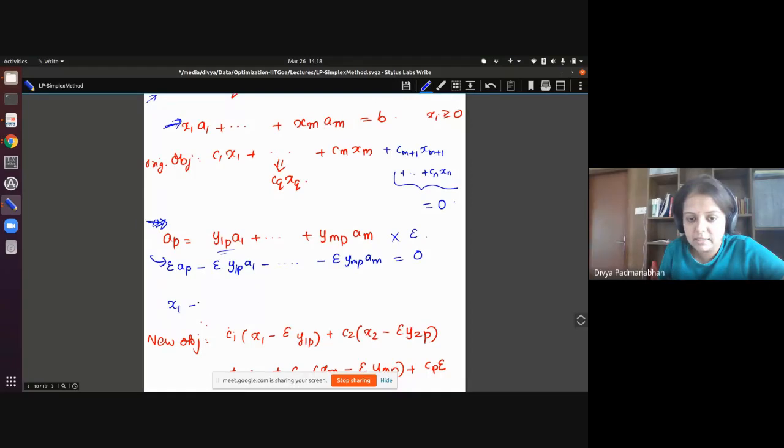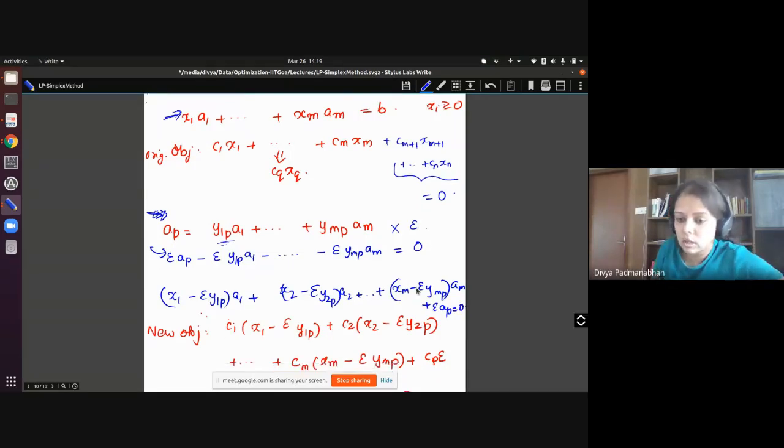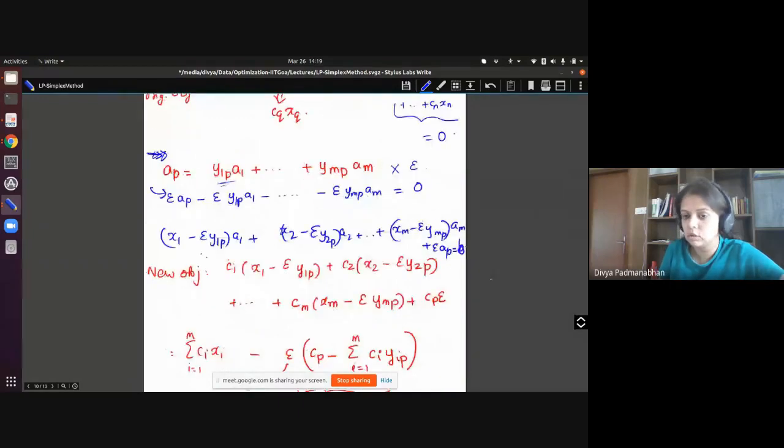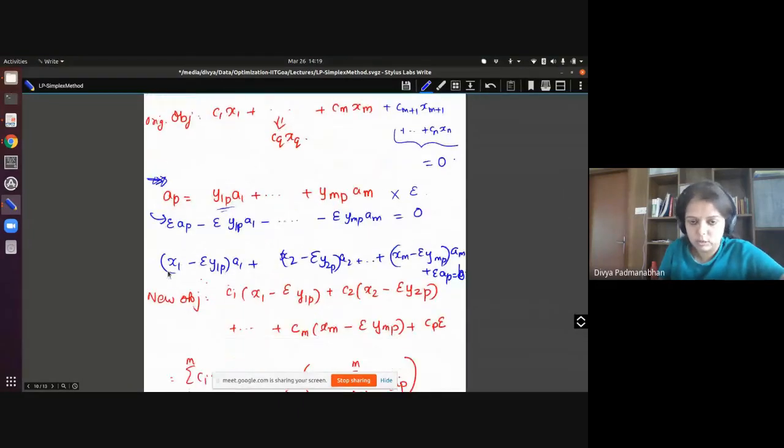So x1 minus epsilon y1p times a1, plus x2 minus epsilon y2p times a2, plus so on, plus xm minus epsilon ymp times am, plus epsilon ap is going to be 0. Sorry, this is going to give you b. So this is b and this is 0. I'm just adding these two equations.